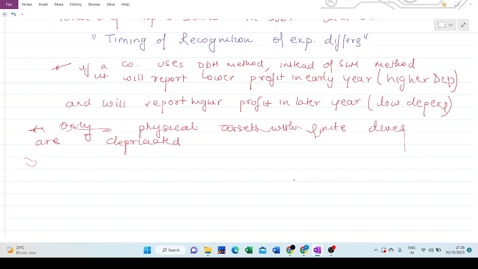Okay. So next topic is how to recognize a bad debt expense. Guys, how to recognize a bad debt expense. Please give the heading how to recognize a bad debt expense.